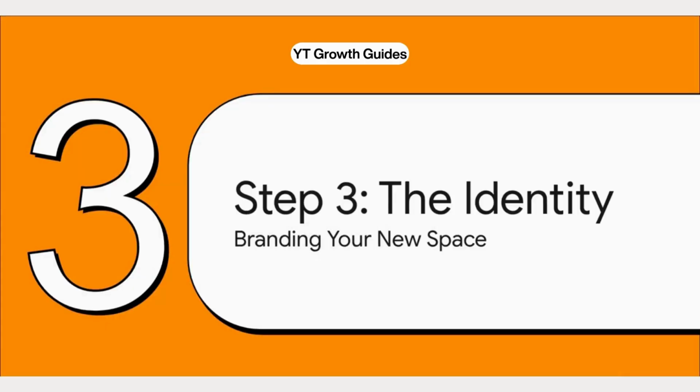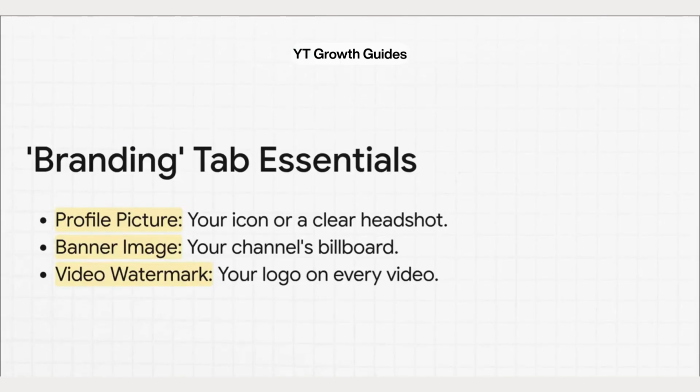Okay, your channel exists, but right now it's a blank canvas. So let's give it some personality. This is the fun part, where we get to add all the branding that's gonna make your space uniquely yours. In the channel customization section, you're gonna click the branding tab. You'll see 3 essentials here. You've got your profile picture, that's a little icon that follows you everywhere. You've got the banner image, which is like your channel's giant billboard, and the video watermark, which puts your own little stamp on every video you make.